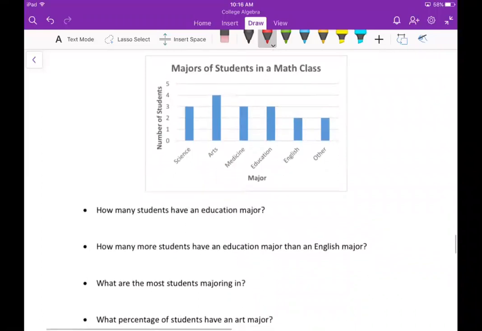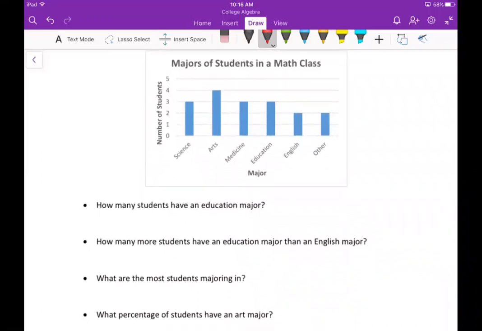All right, so can you look at this bar chart and answer the questions? How many students have an education major? Pretty straightforward here. We just go to education and see that that bar height is at 3, and we're done.